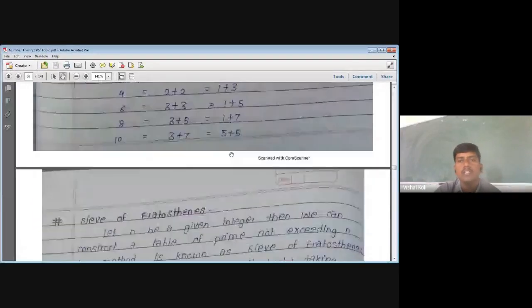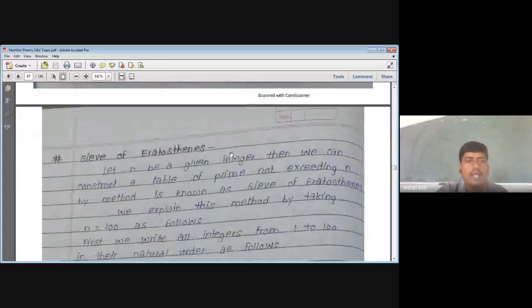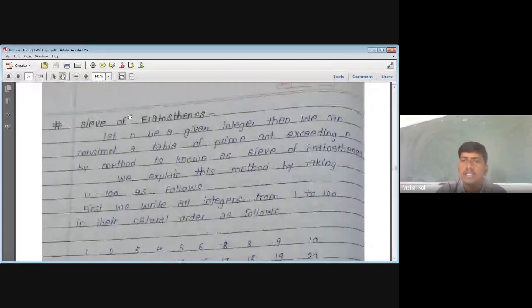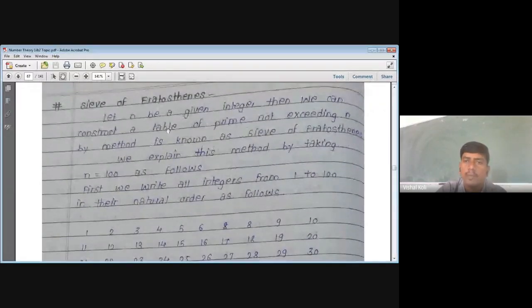Okay. Now there is one method, the sieve of Eratosthenes. This method is also useful to find out the number of primes less than some fixed number n. Let us see its working principle. Let n be a given integer. Then we can construct a table of primes not exceeding n by a method known as the sieve of Eratosthenes.